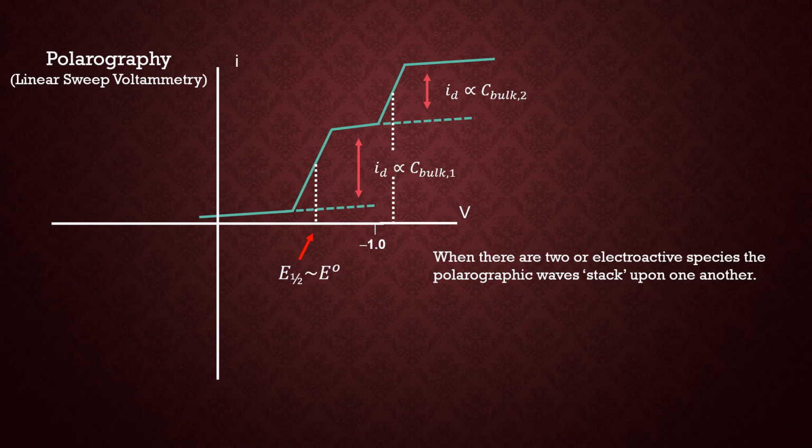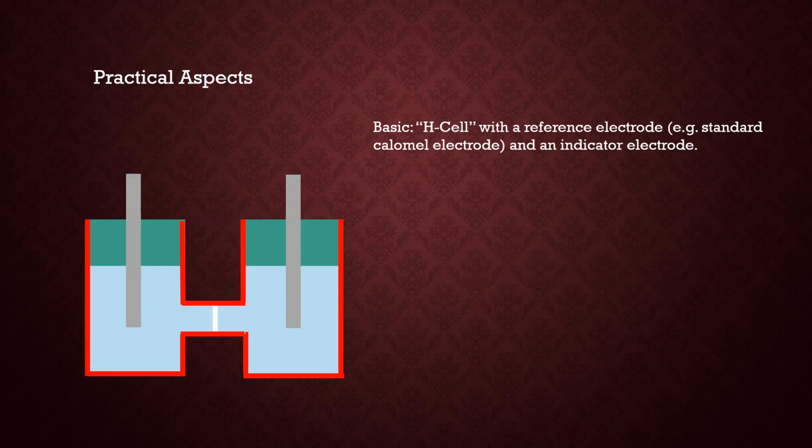And then you would get the diffusion currents by extrapolating the linear parts outwards, or the limiting currents outwards, as I've indicated by the dashed lines, and measure the diffusion current with respect to those. If we look at this in practice, the basic setup is the so-called H cell, which you encountered in quantitative analysis. So a reference electrode and an indicator electrode where all the electron transfer is going to take place.